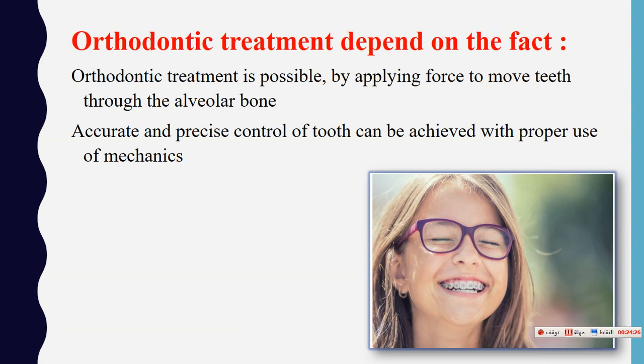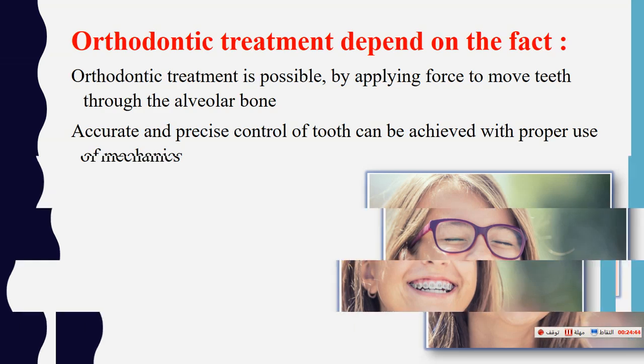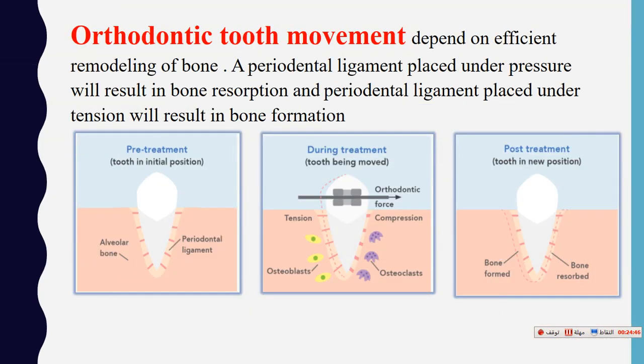And then I will talk about the effect of orthodontic treatment. Orthodontic treatment is possible by applying force to move the tooth through the alveolar bone, and this can be achieved by proper use of mechanics. So this is how orthodontic tooth movement depends on efficient bone remodeling surrounding the tooth.